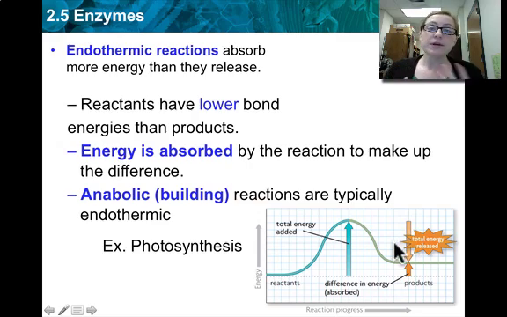Okay? So make sure you understand the basics of this. Go back, take a look at the objectives, and then we're going to apply these concepts when we learn about the role of enzymes and how they can affect the rate of these chemical reactions that occur.